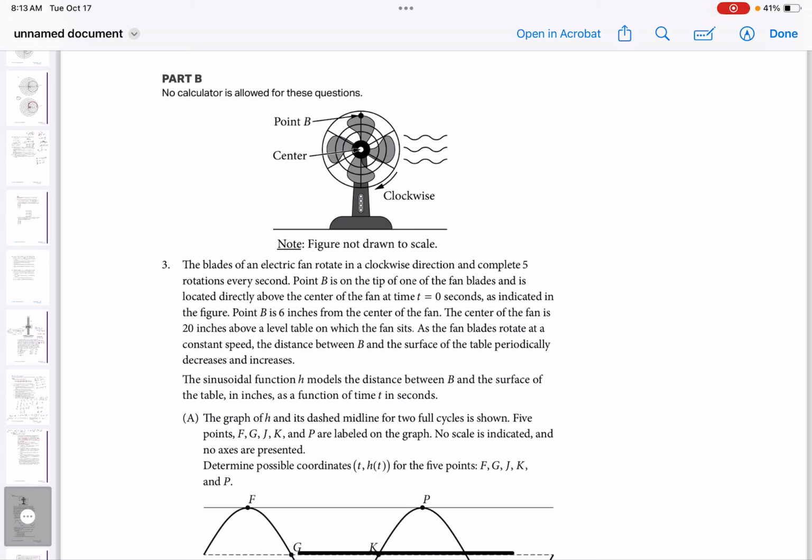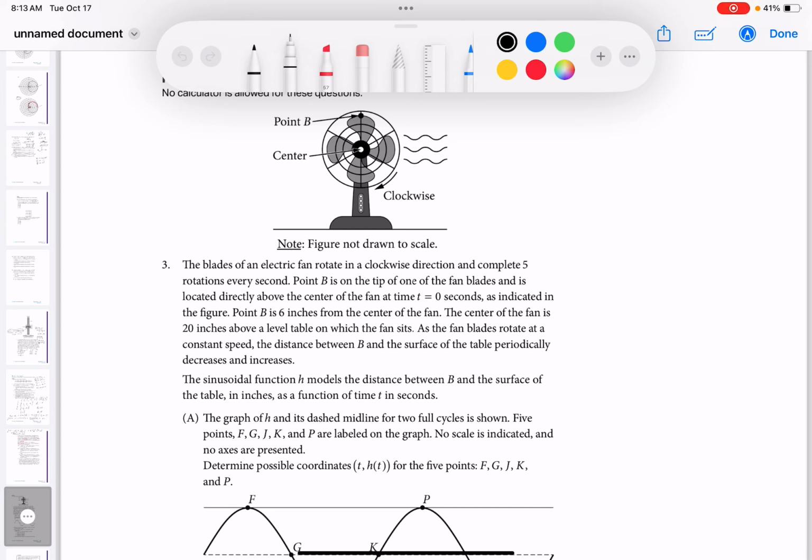Okay, let's read through it. It says the blades of an electric fan rotate clockwise. So I do see that picture. It says it completes 5 rotations every second. So let me write that down for you. So it's going to be 5 rotations every second. All right? Then someone says, how long would it take to do one rotation?